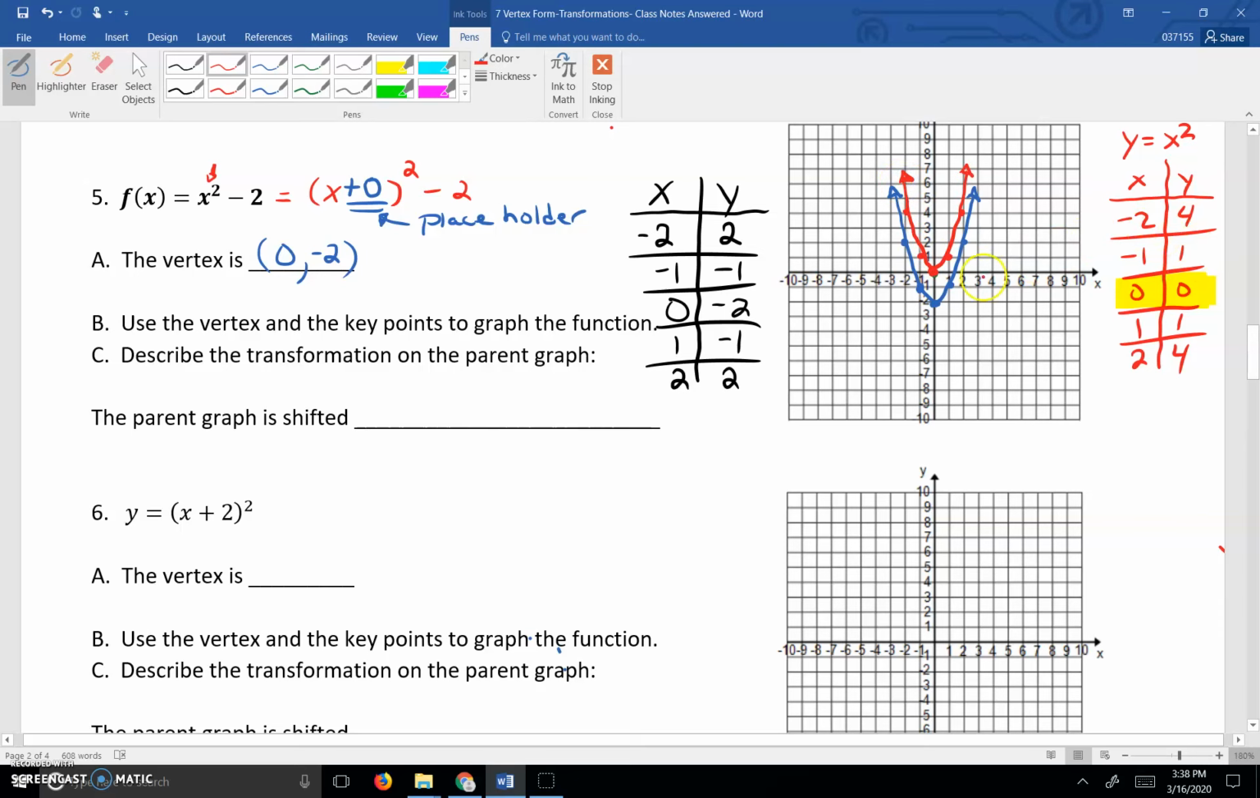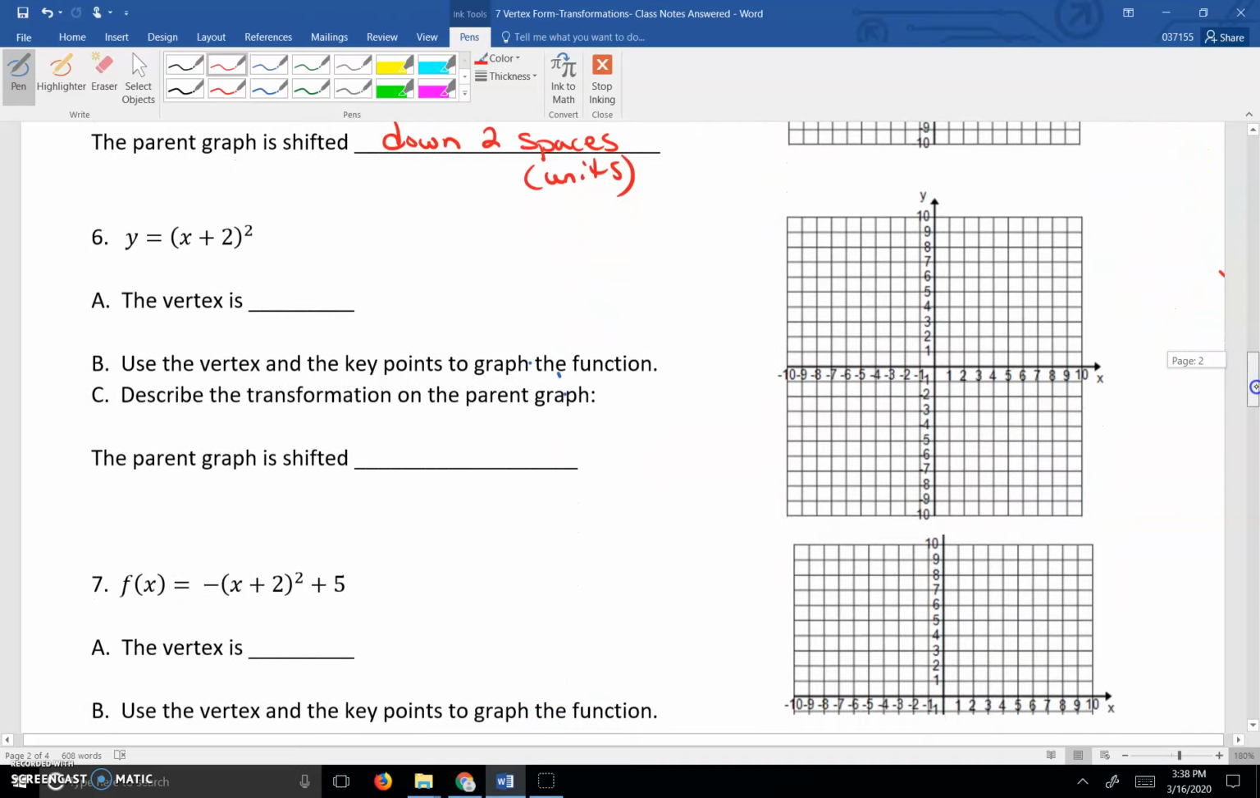When I look at that, and I want to compare it, each point on the parent function moved the same direction in the same number of spaces. Each of the points on the parent function shifted down 2 spaces or units. Most of the time you'll see it called units on a test. So what I'm looking at is this whole graph, this red graph, the parent function, every single point on it moved down 2 spaces. All right, let's take a look at number 6.